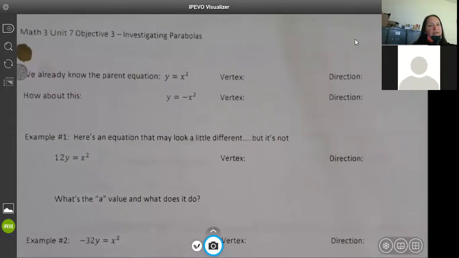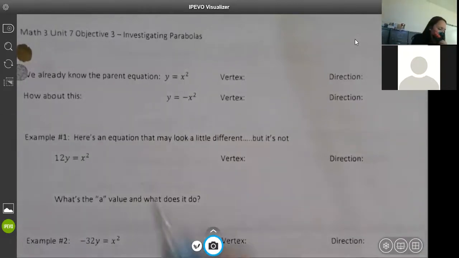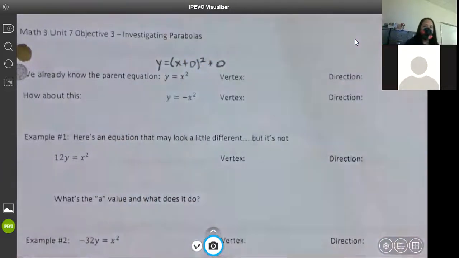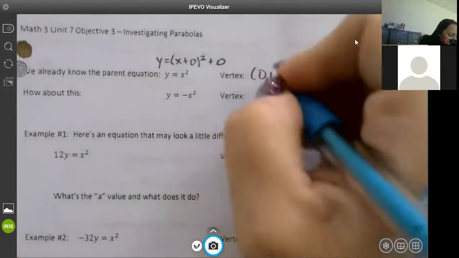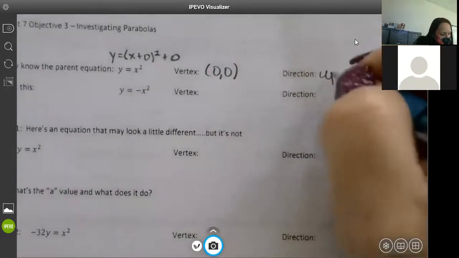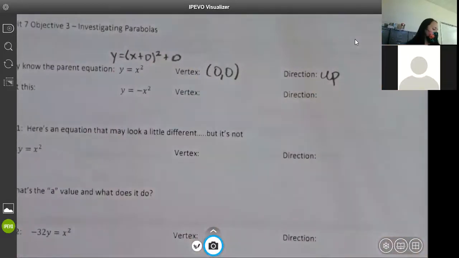We already know that the parent equation is x squared. That's our most basic form. And when we have x squared, remember from the last unit, if we rewrote this in vertex form, it would look like this. So then what would our vertex be? 0, 0. And then what is our direction? Why is it up? Because it's a positive x squared.